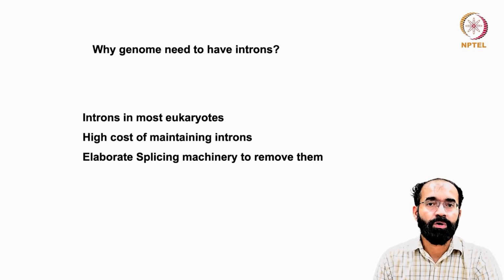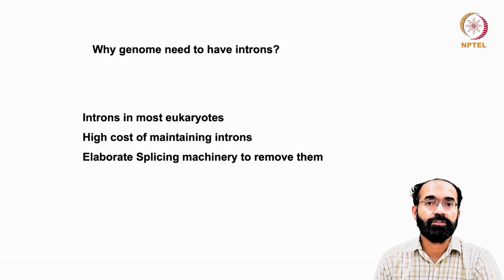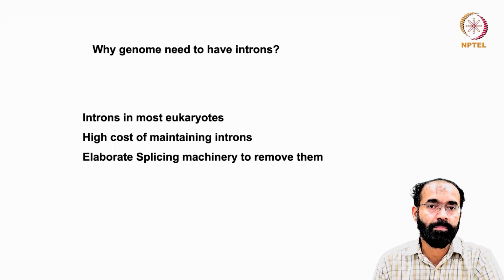Introns are present in most of the eukaryotes. The cost of maintaining introns is high. Elaborate splicing machinery is needed to remove them. It is just like you created trouble and then solve the problem.